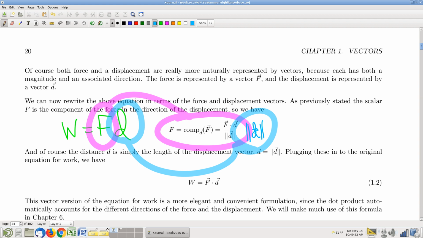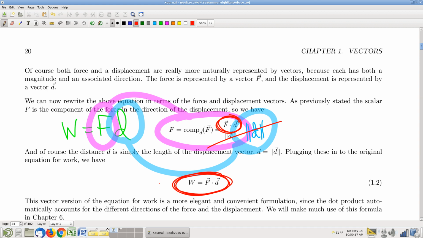So if I want to compute work equals force times distance, there's the formula for the force. Multiply by this formula for the distance, you see that those magnitudes of displacement just cancel. And what you're left with is just force dot displacement.